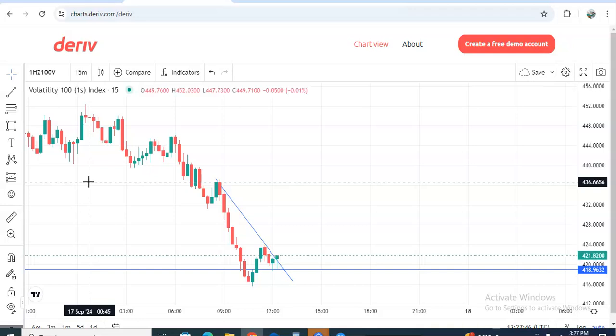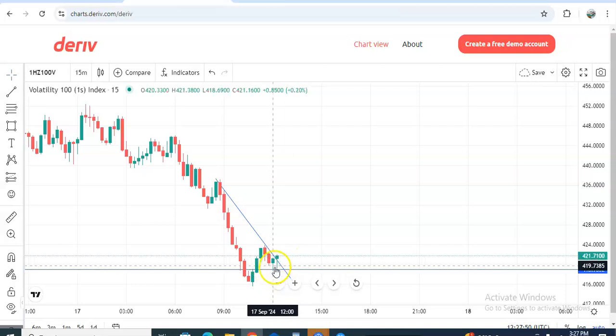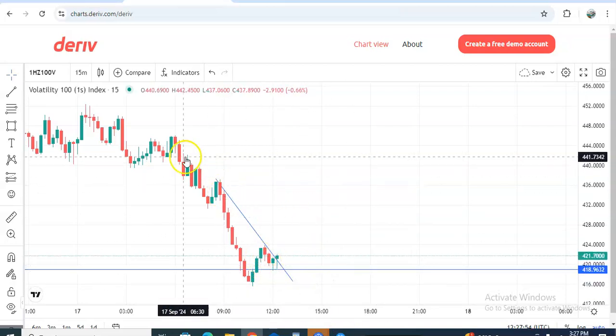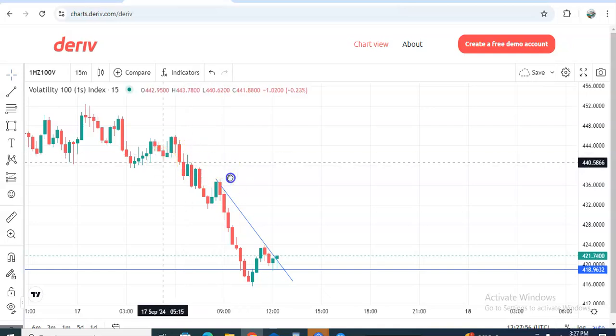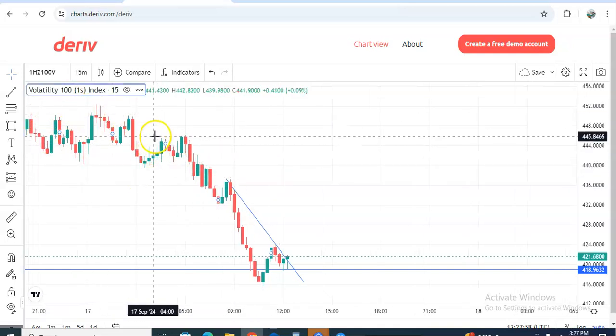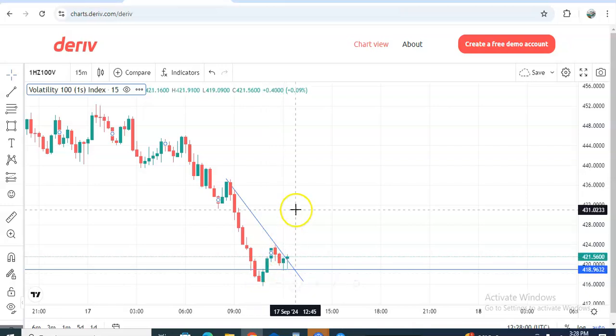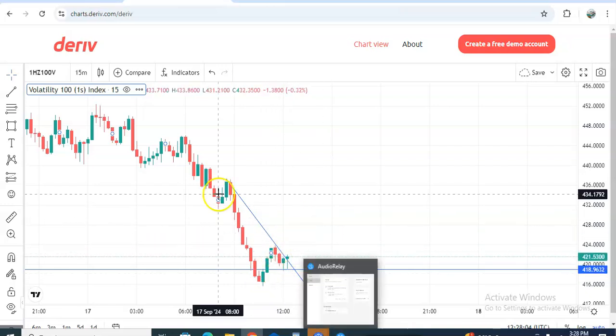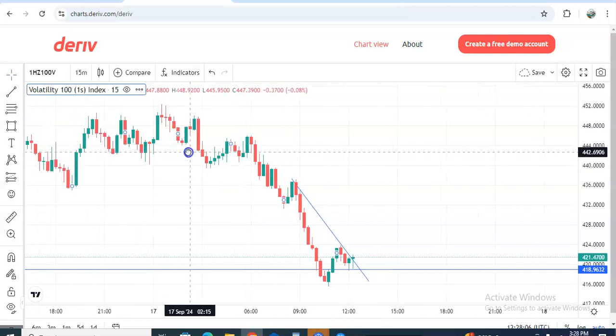So you can do even the top down analysis. You start down, go up. As you can see, in 15 minutes, buyers are still trying to push this market up. As you can see, it was ranging, then went up. For me, I would think it's a pullback, then continue going up.